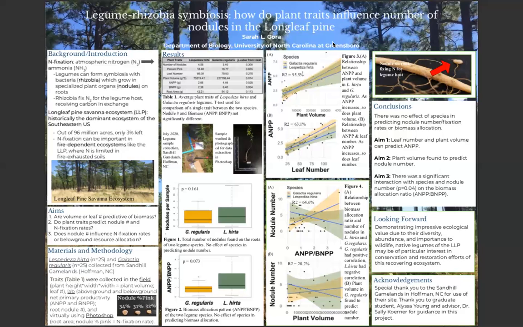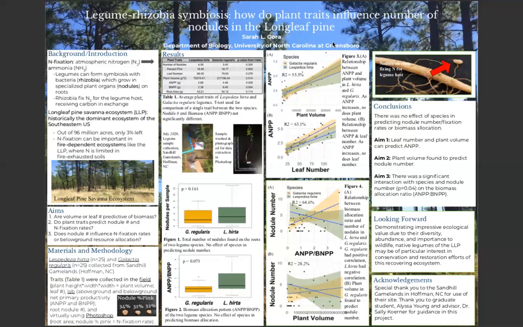In figure 3b, we have the relationship between ANPP and then the leaf number, with leaf number being on the x-axis. As ANPP increases, so does leaf number. In my figure 4a, I have my relationship between the biomass allocation ratio and the number of nodules in my 2 species. Galactia regularis is showing the biomass showed a positive correlation with nodule number, and Lespedeza hirta biomass showed a negative correlation with nodule number.